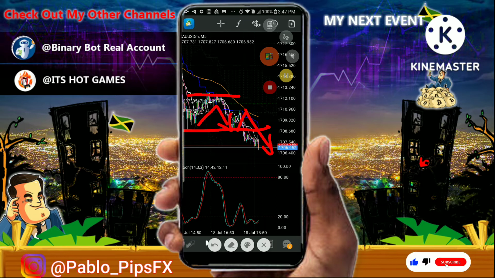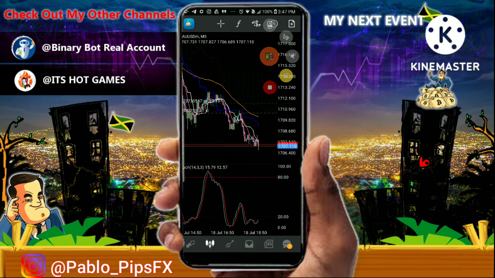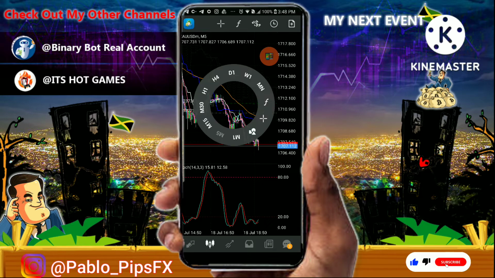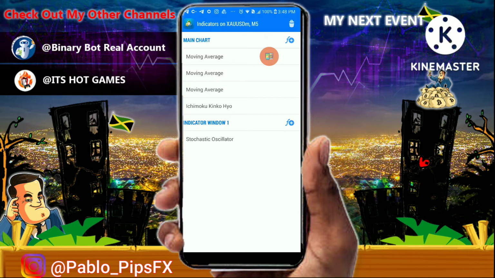All right, guys, but let me show you how this strategy works. You don't really need a lot of indicators to apply the strategy, guys. I'll go to my indicator list right here, and you can just take down these indicators that I currently have on my MetaTrader 4 mobile. We're using 3 moving averages, the Ichimoku on the main chart, and the stochastic oscillator. I think that is one of the most important indicators that I'm using.